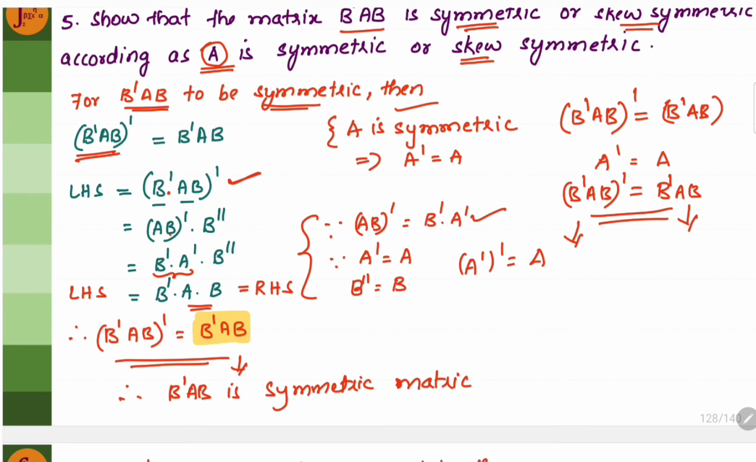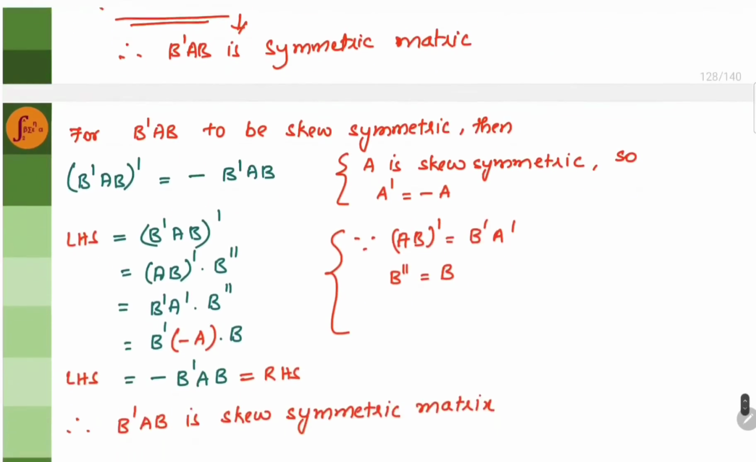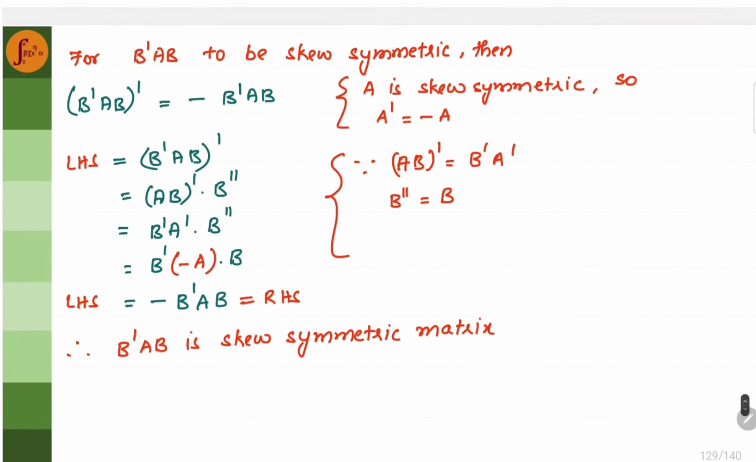Now we'll take case 2. In case 2, we'll have to assume that A is a skew symmetric matrix and then prove that this entire thing is a skew symmetric matrix. What is the condition for skew symmetric? If this has to be skew symmetric, the condition is that the transpose of this entire thing should be the negative of this entire thing, right? So you start with the LHS. Take this as the LHS, right? Now using the transpose property, take this as one group and this is one group, right? So it's going to be like this.